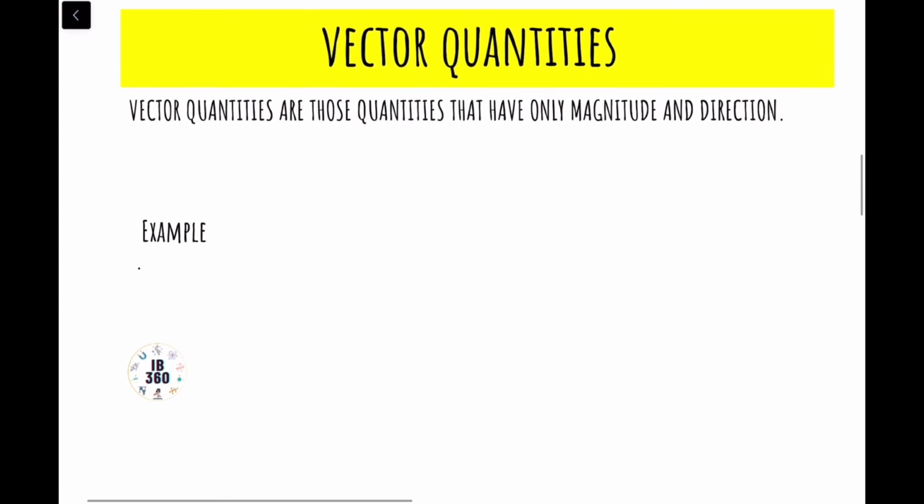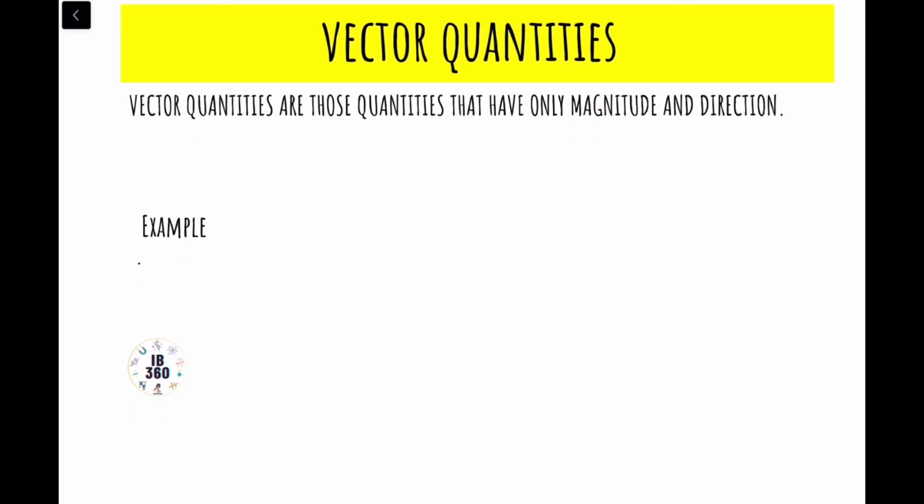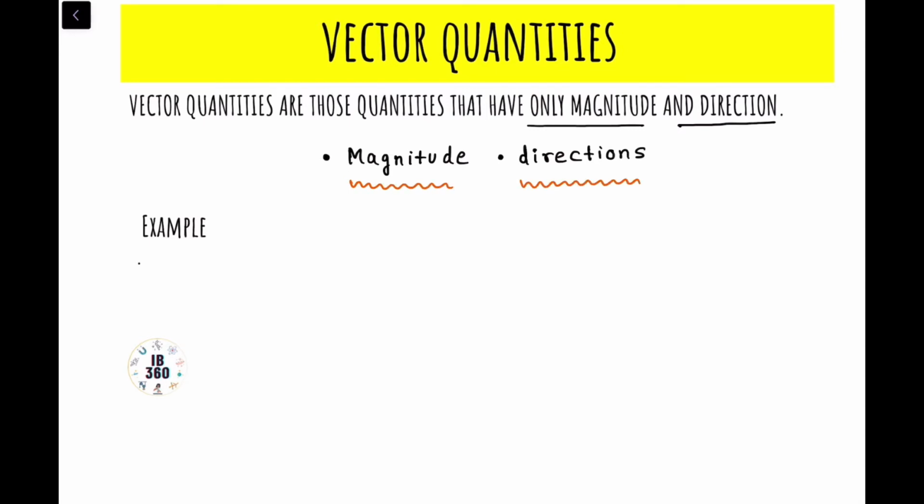Now this brings us to vector quantities. What are vector quantities? The quantities that have both magnitude and direction are your vector quantities. So to describe a vector quantity you need two things: one, the magnitude, and secondly, the direction in which the vector quantity is acting. The best example of this is displacement.